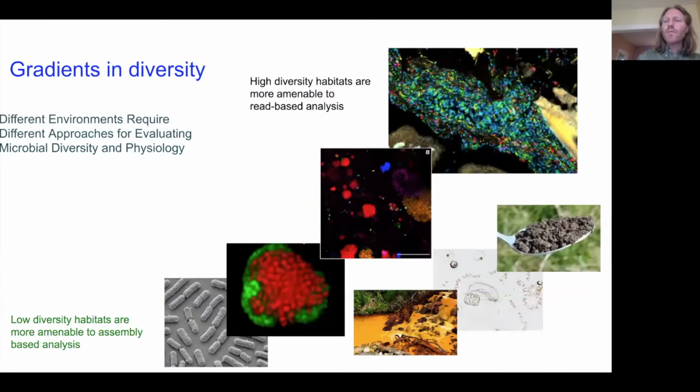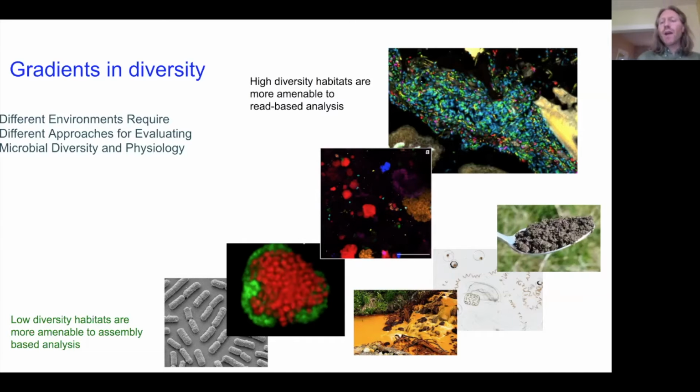So different environments have different amounts or gradients of diversity, and different environments will require different approaches for answering the questions that we have about what the microbes are doing in those environments. Low diversity environments like cultures or symbiotic associations are very much more amenable to assembly-based analysis. Also, extreme environments like acid mine drainage can be very low diversity environments, and so relatively easy to assemble from.